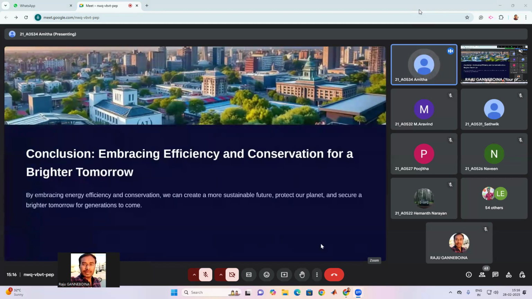Small actions like switching to LED bulbs, using public transport, and optimizing industrial processes can collectively make a big difference. So by embracing these practices today, we can protect our planet, promote economic stability and create a healthier and more sustainable world for the generations to come.